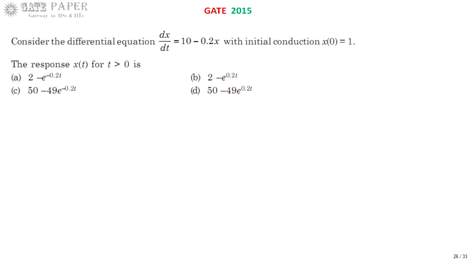Hello, we are discussing the GATE 2015 ECE paper. Consider the differential equation dx/dt = 10 - 0.2x with initial condition x(0) = 1. Find the response x(t) for t > 0.